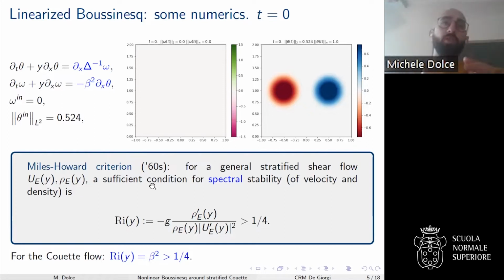First of all, I want to consider a case where we do know that there are no unstable eigenvalues. And to do so, there is a very well-known criterion for stratified fluids, which is called the Miles-Howard criterion, which is telling you that if the Richardson number, that is this quantity here, is greater than 1/4, then you do not have unstable eigenvalues. Now, for the Couette flow, being u prime equal 1, the Richardson number is simply the Brunt-Väisälä frequency, and therefore we are going to consider always this restriction here on the Brunt-Väisälä frequency.